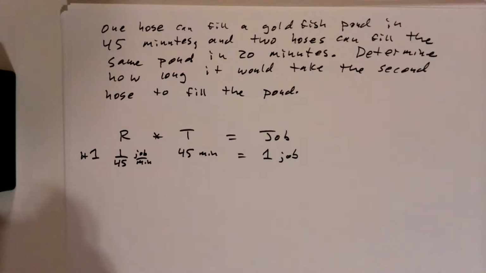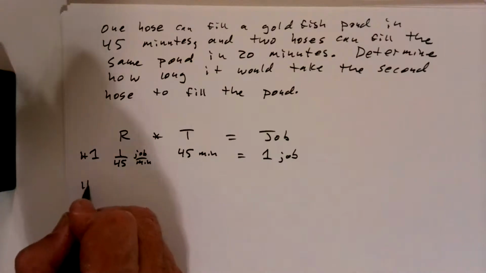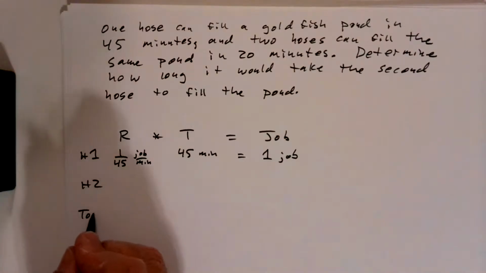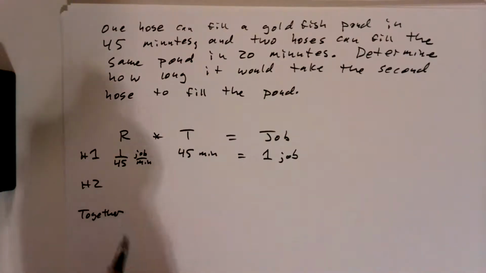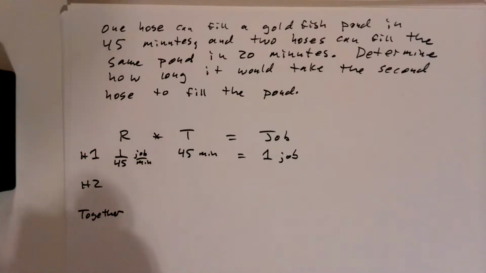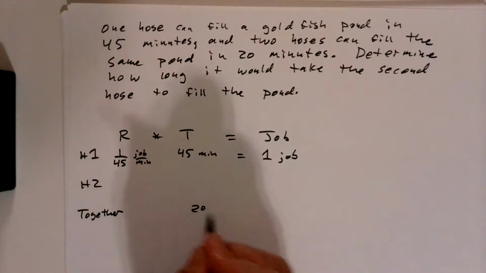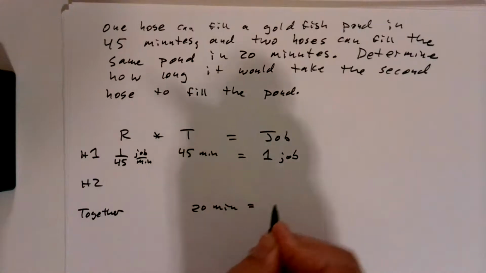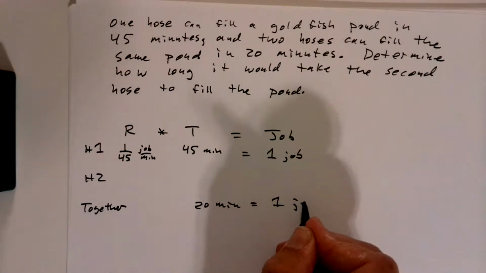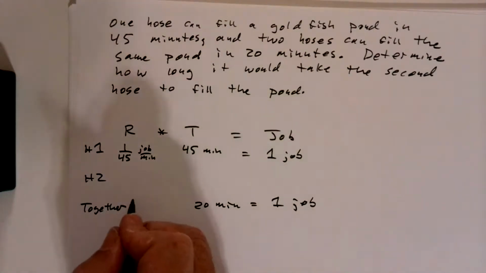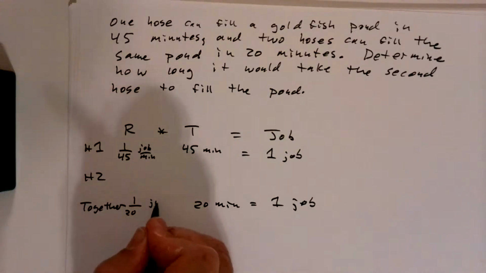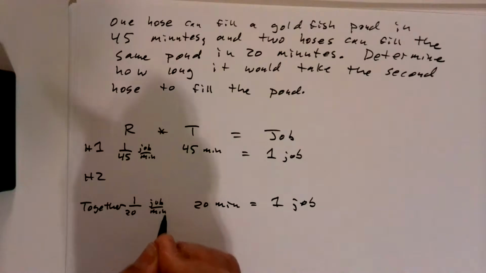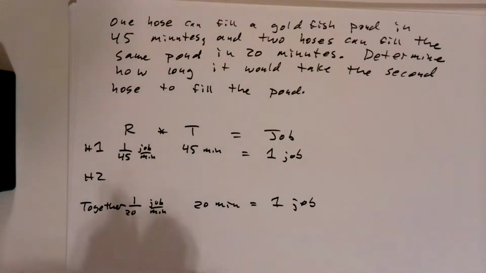Two hoses can fill the same pond in 20 minutes. So we don't know what hose two is, but we know what together is. Right? Working together, they do it in 20 minutes. 20 minutes is one job. So working together, that's one job, 1/20th of a job per minute. All right. Determine how long it would take the second hose to fill the pond.